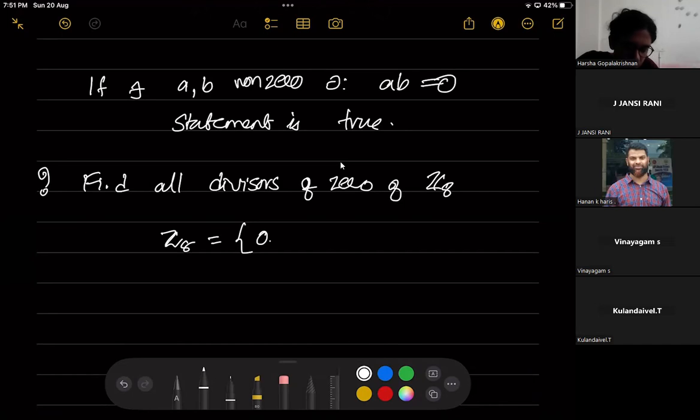8 is not there. 8 is not there in Z8. 2 and 4 is there because 2 into 4 equals 8, and obviously that is 0 in Z8. You can think about the multiples of 8 also. If two elements are multiplied and we get a multiple of 8, again it will be 0 in Z8, right? That kind of pairs you can also consider.